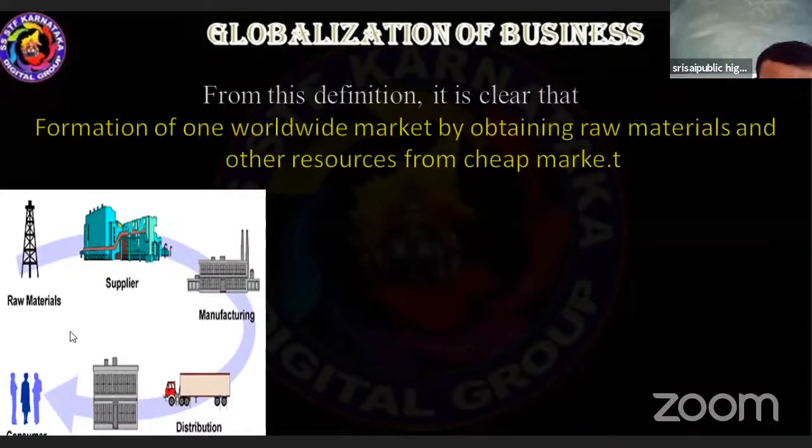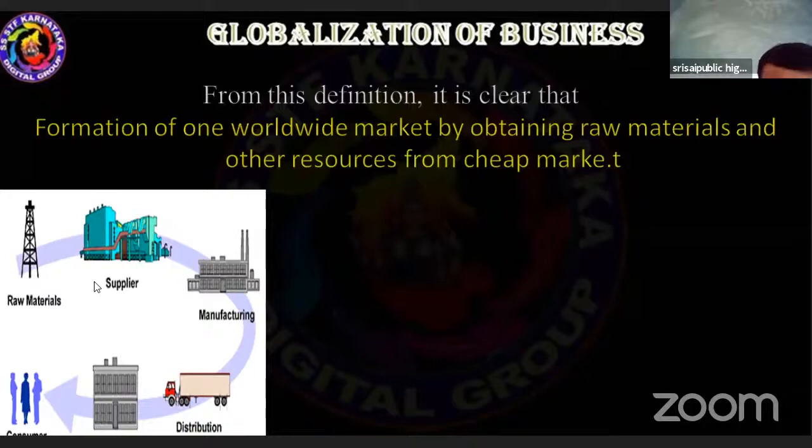This is the picture here. They take raw materials through suppliers or brokers, and in their country they manufacture all goods from the raw materials they imported from other countries. And after manufacturing the goods, they send them to others.